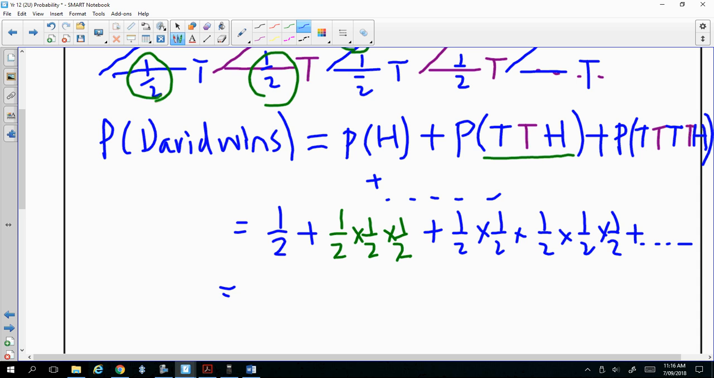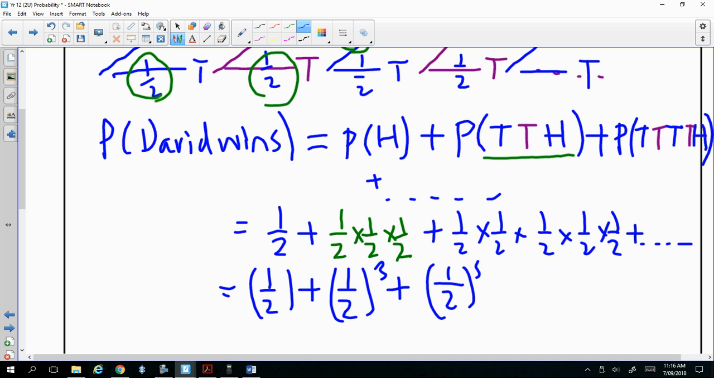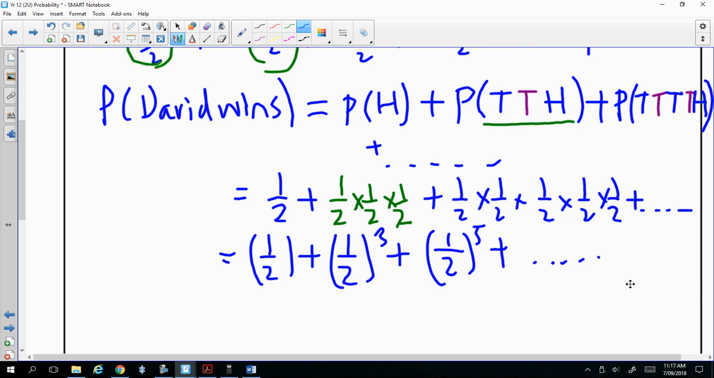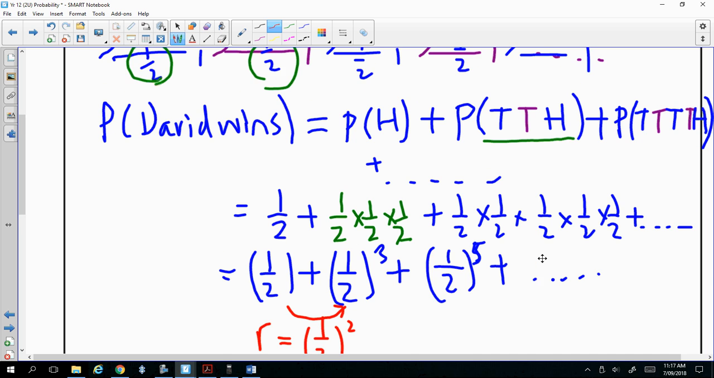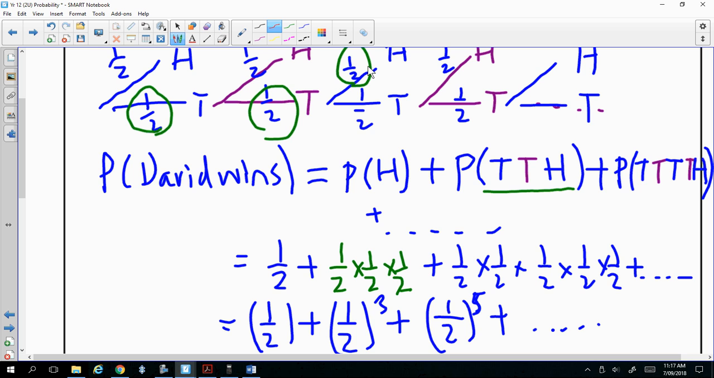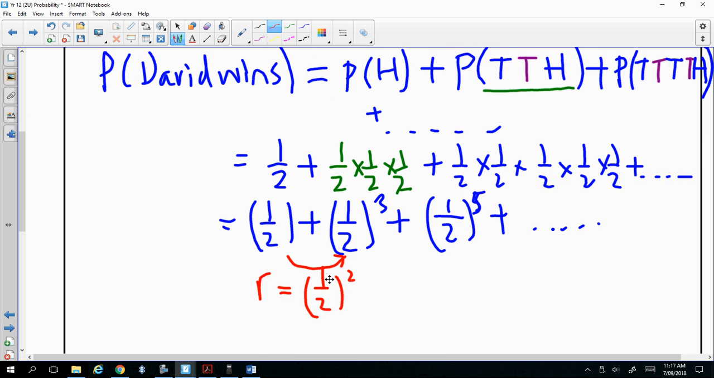And if you write this as a series, it looks like it is a GP, isn't it? Why is it a GP? Because the next term is generated by multiplying by half squared, right? That's your common ratio. Every time to get to the next term, you multiply by half squared. And that's true, because for the next win, both of them have to get a tail before you get a head, right? So that's why you get the common ratio of half squared. And the first term is half.